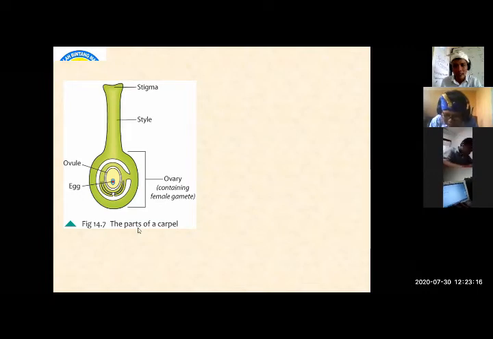So, that's good. You remember carpel. This is what carpel looks like, okay? Inside a carpel, there are some parts. Ada beberapa bagian di carpel. Number one, we have stigma. Style. We have ovule. We have egg and ovary. Okay? Now let's see.